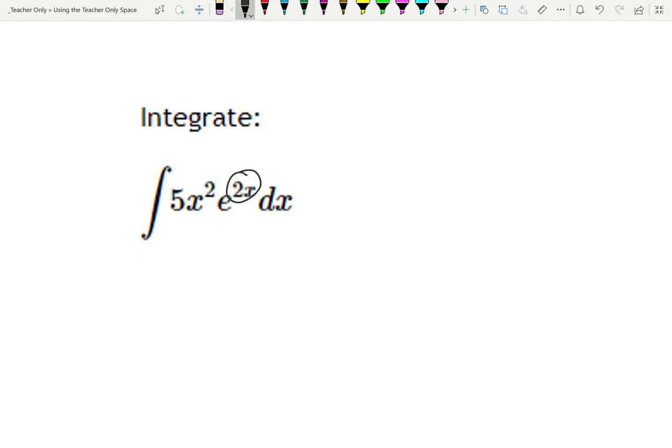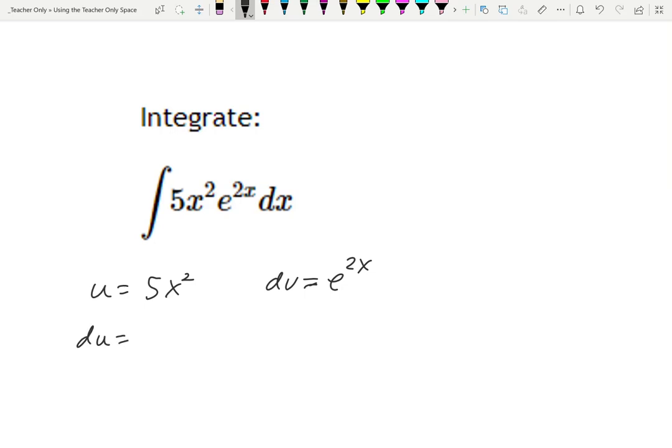Like if I were to choose the 2x, if I chose u, du gives me 2 dx, which does not help me with my x squared in the front. So I'm going to go ahead and give a by parts attempt at this. Now, I'm going to let u equal my 5x squared, and I'm going to let dv equal e to the 2x. So we're going to take the derivative of u, which would be du.